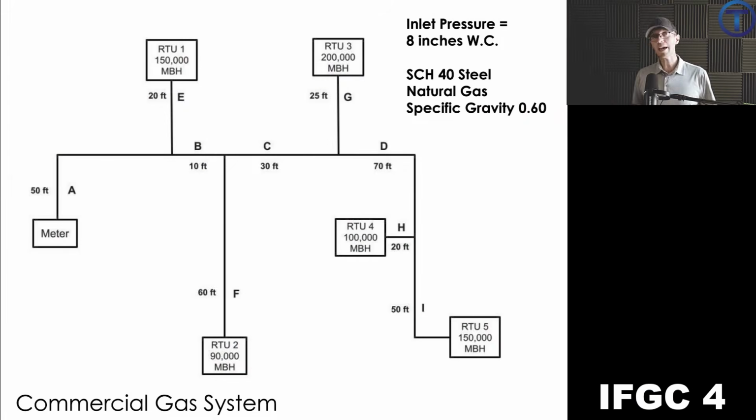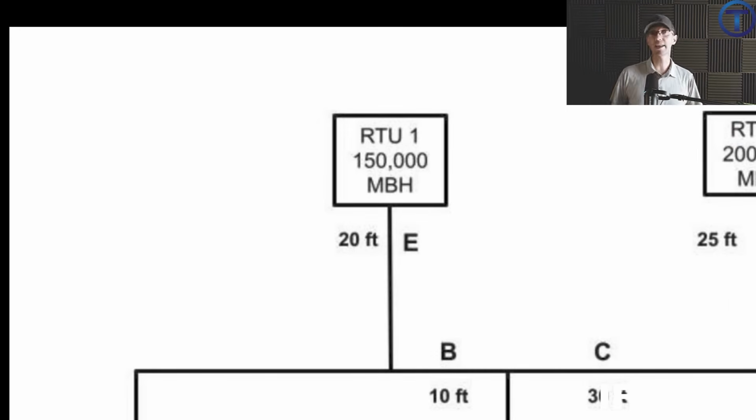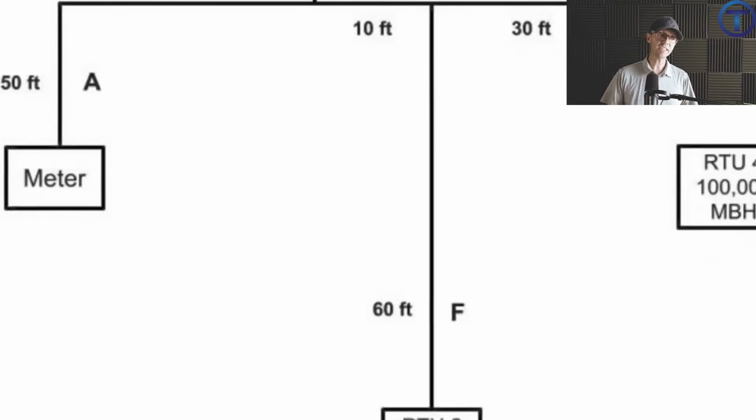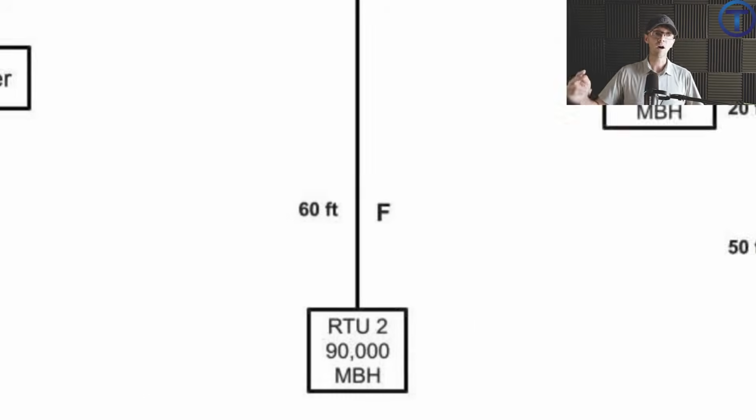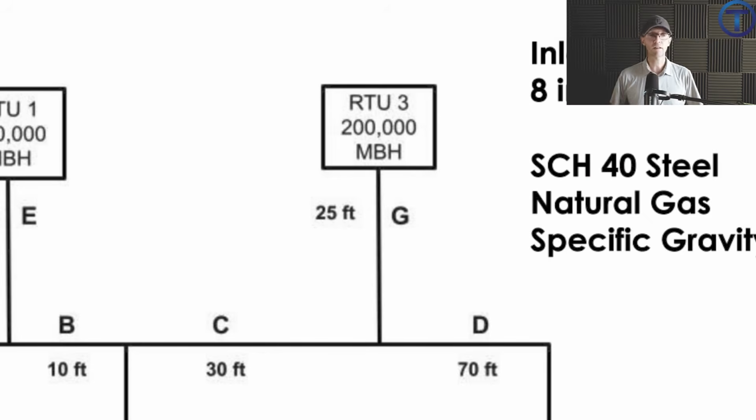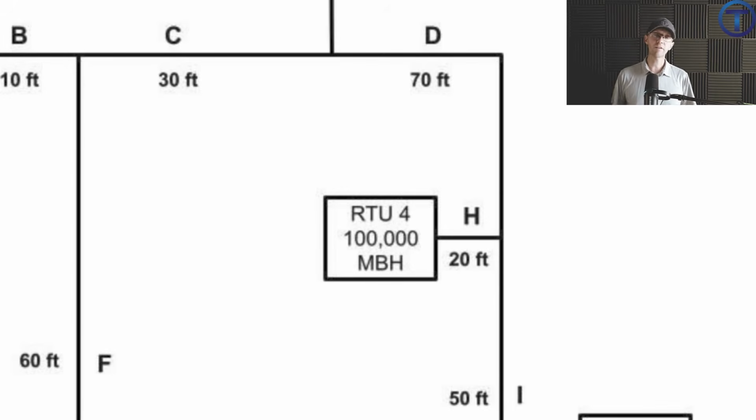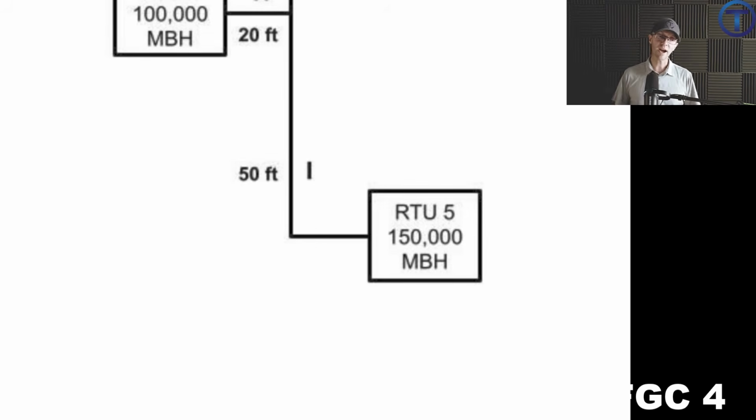Here is the commercial gas system we're going to look at. In the last video, we looked at a residential system. This one is a commercial system. That means it's got larger appliances. All of these are RTU. We have RTU1 at 150,000 BTU, RTU2 at 90,000 BTU, RTU3 at 200,000 BTU, RTU4 at 100,000 BTU, and RTU5 at 150,000 BTU.